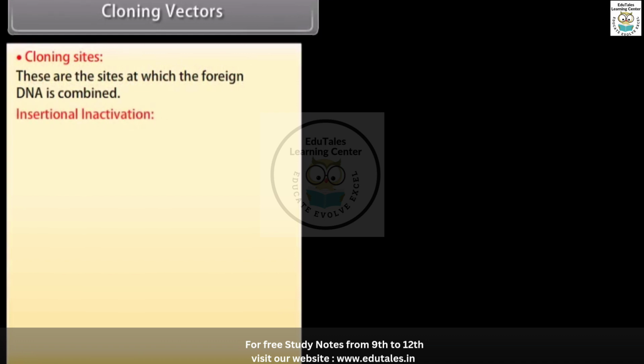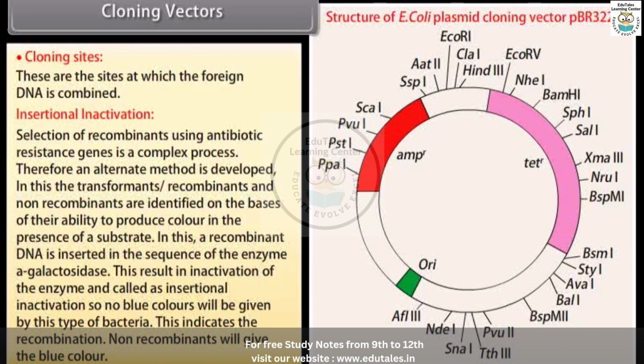Insertional inactivation. Selection of recombinants using antibiotic resistance genes is a complex process. Therefore, an alternate method is developed. In this, the transformants, recombinants, and non-recombinants are identified on the basis of their ability to produce color in the presence of a substrate. In this, the recombinant DNA is inserted in the sequence of the enzyme beta-galactosidase. This results in inactivation of the enzyme and is called insertional inactivation, so no blue color will be given by this type of bacteria. This indicates the recombination. Non-recombinants will give the blue color.